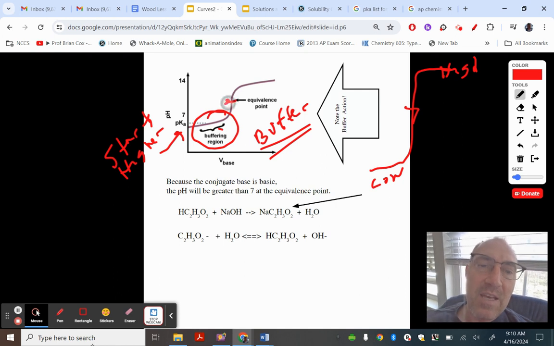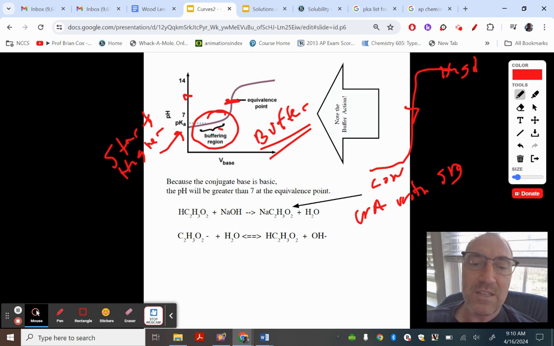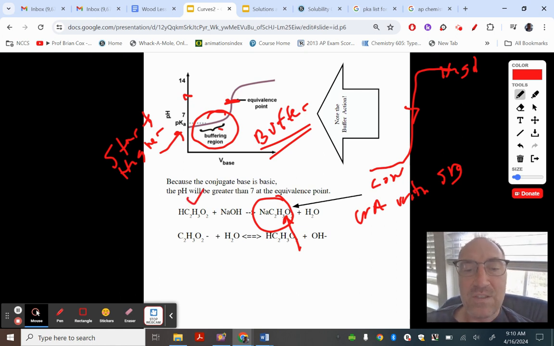And then the endpoint is going to be above 7, because when you take a weak acid with a strong base, the salt you make actually hydrolyzes water, because this guy right here is the conjugate base of a weak acid. And so it actually reacts with water and forms a base. So what happens is you have a really fun type of problem here, and I'll explain it.